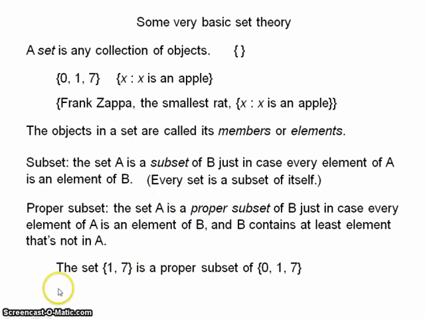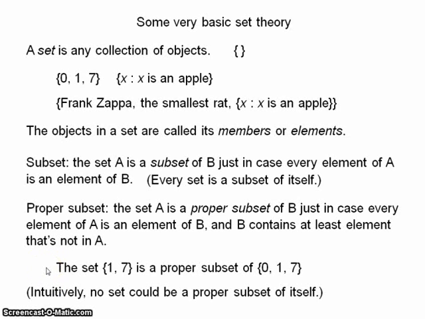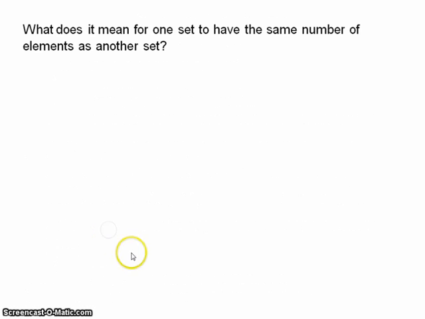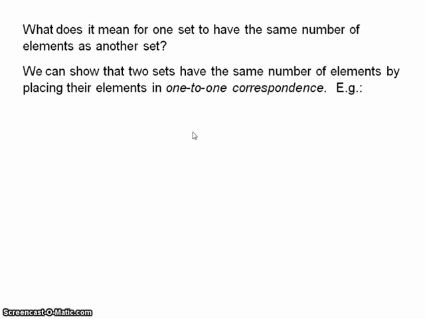And of course, intuitively, a set couldn't be a proper subset of itself. Now, the question is, what does it mean for one set to have the same number of elements as another set? Well, this might seem like a silly question, but we have to be precise. So what does it mean to say that? Well, we can show that one set has the same number of elements as another set by placing each of their elements in one-to-one correspondence. So for example, what does that mean?